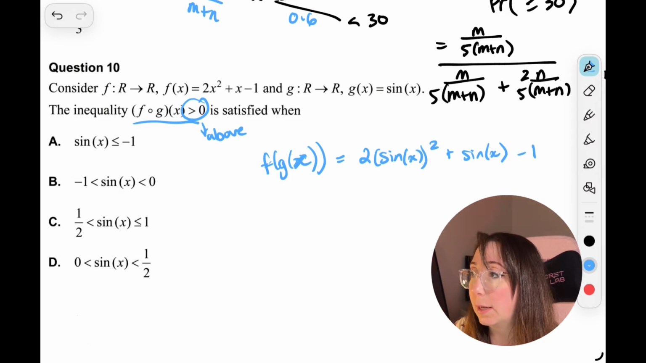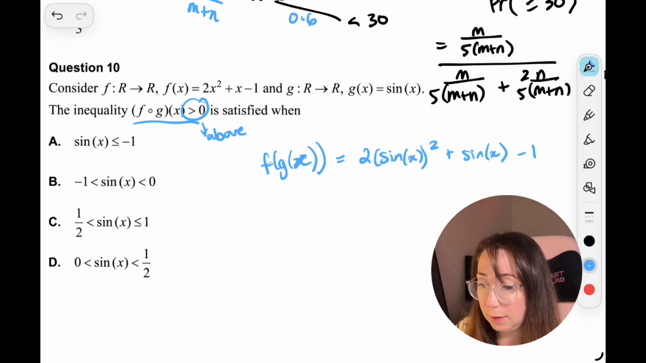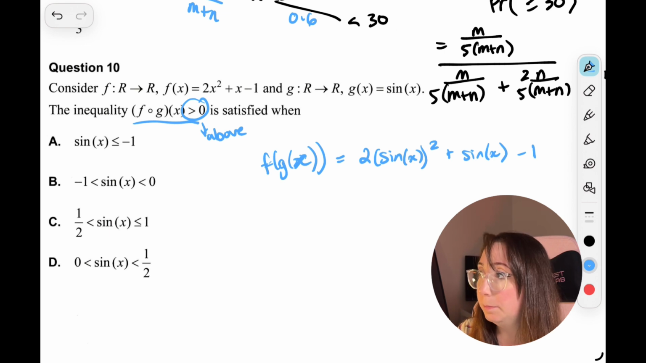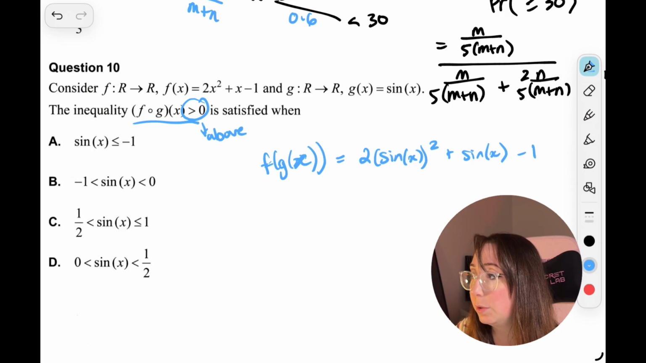So we'll go into a calculator page. And we'll go ahead and write that out. 2 sine x squared plus sine x minus 1. Enter. So that's my graph there. Hopefully that's correct. Sine x squared plus sine x minus 1. Beautiful. That's my f of g graph.